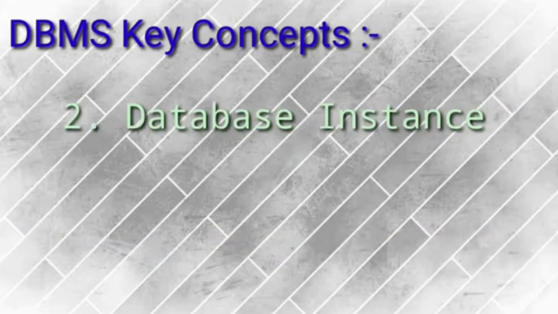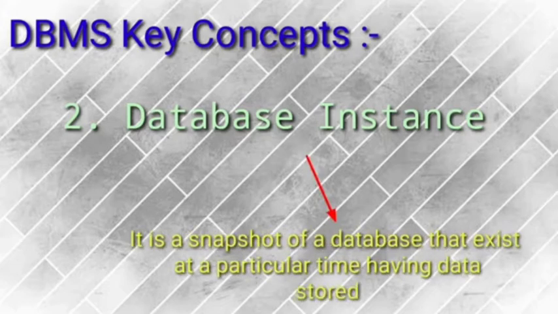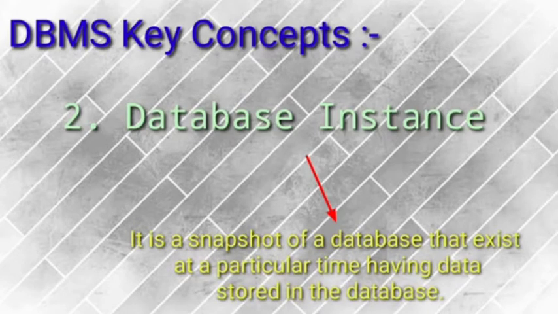The second important key concept is the database instance. It is actually related to database schema. Database schema was the structure of a blank database. However, when you put data into the database schema, that is called a database instance. You can also say that a database instance is a snapshot of a database that exists at a particular time, having the data contained in it. So whenever the data is included in the database, that is called a database instance.